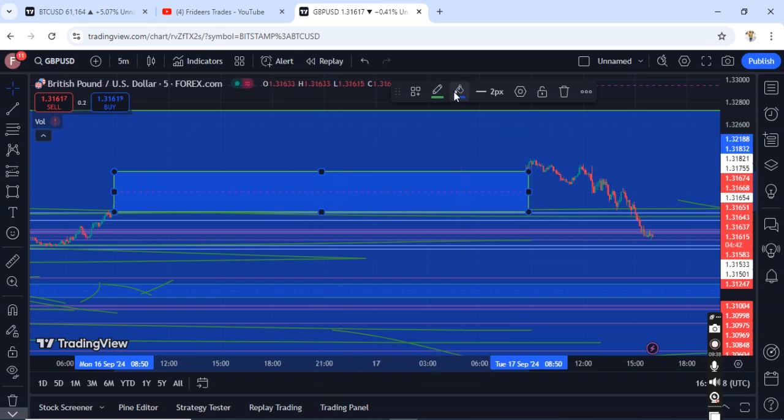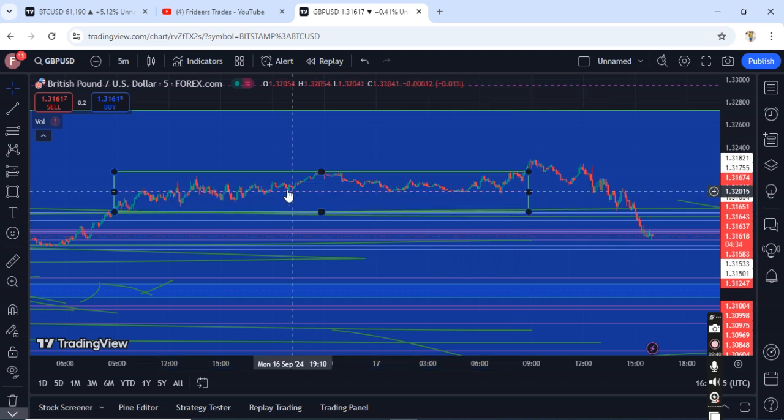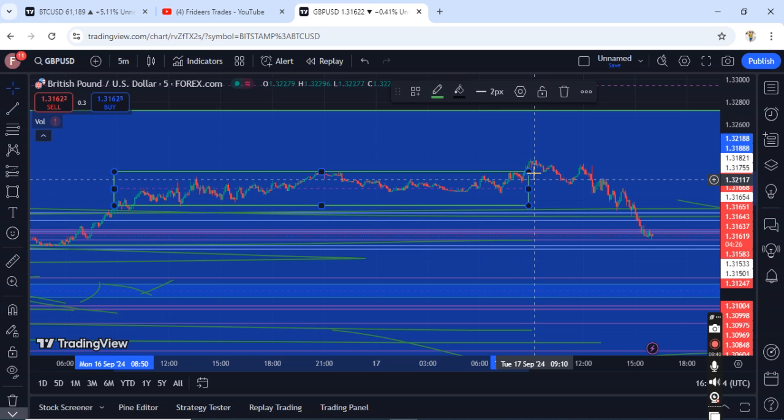Let me reduce the visibility of this, so that we can get the picture of what I'm saying. So at this stage, all the people who put their stop loss at this point, and we are like, okay, the market is going up, the market is going up, it was going up at this particular point.